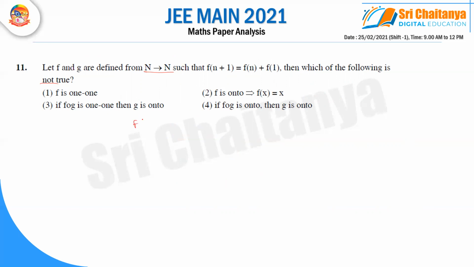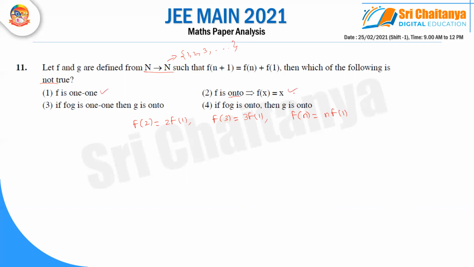So if I'm taking f of 2, it will be 2f of 1. f of 3 will be f of 2 plus f of 1, nothing but 3f of 1. That means I can write f of n is n into f of 1. So f is 1-1. Yes. Next, f is onto implies f of x equal to x. Onto means all the elements in the range should be getting satisfied. That is possible. That means in the range, your elements are starting from 1, 2, 3, and so on. So that is the only possibility. So that is also correct.